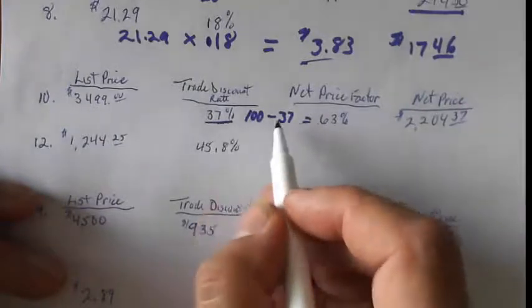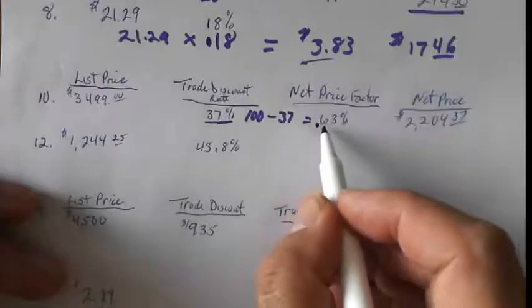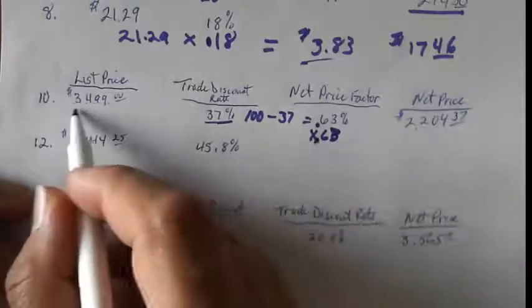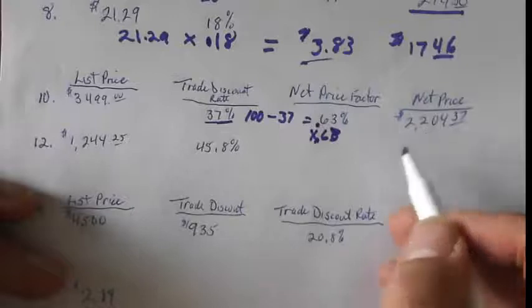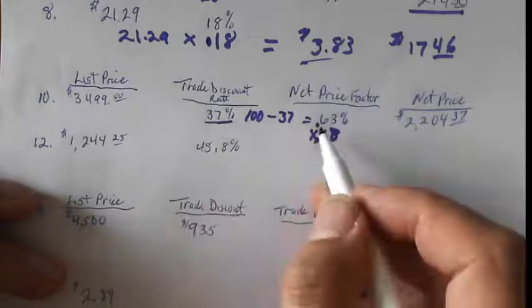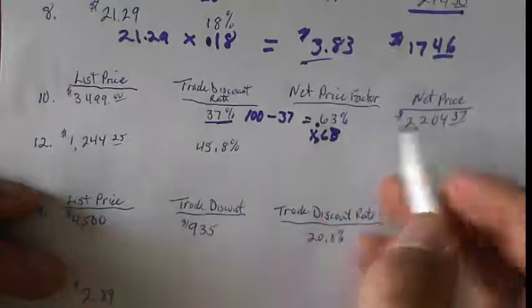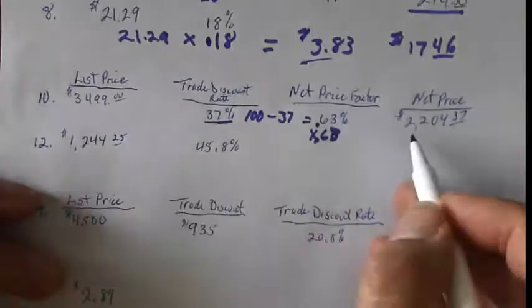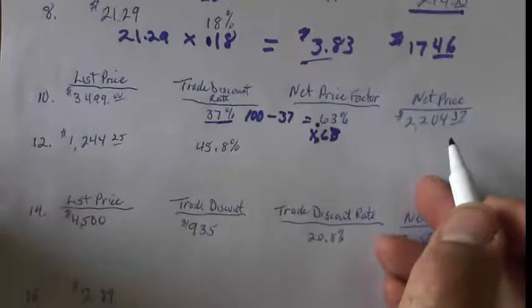Or you can subtract the trade discount rate, get your net price factor, and then multiply the 0.63 times the list price to get this. It's the same answer. Either way you could do it. You're going to have to subtract and multiply, or multiply and subtract. Here you're going to multiply and subtract your discount like we did above to get the net price. Here you're going to subtract, get the net price factor, and then multiply by the list to get the net price. It's the same answer, 2 different ways to get there.